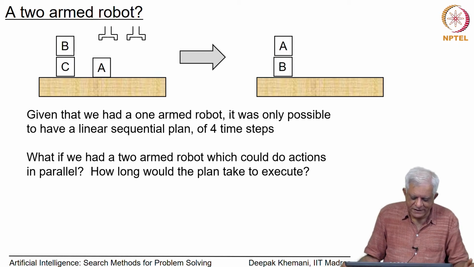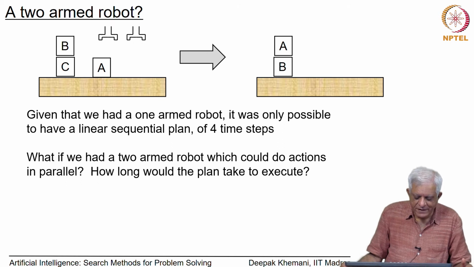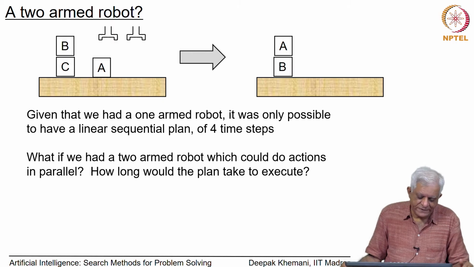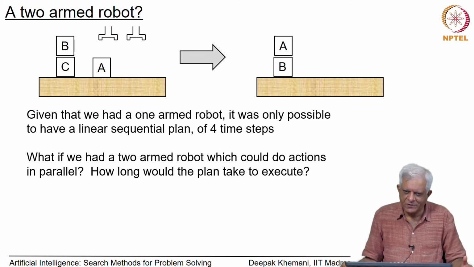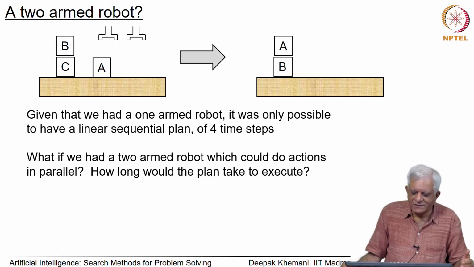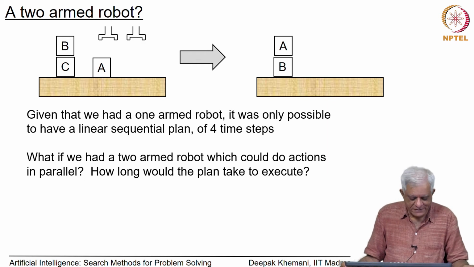So, now as you can see in the diagram, there are 2 arms, and how will that change the process? As you can imagine, for example, one arm could unstack B from C, while the other arm is picking up A. So, these 2 actions could be done in parallel. So, maybe you can get a shorter plan in terms of the number of time steps. We call that makespan in terms of planning, and it is possible that these things may happen in parallel essentially. How long would the plan take to execute?